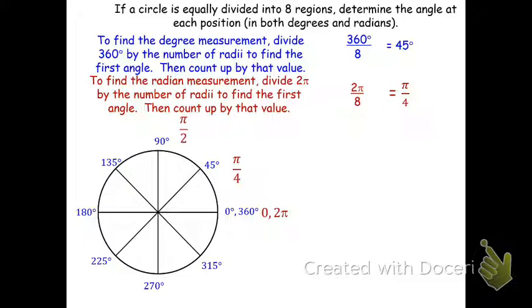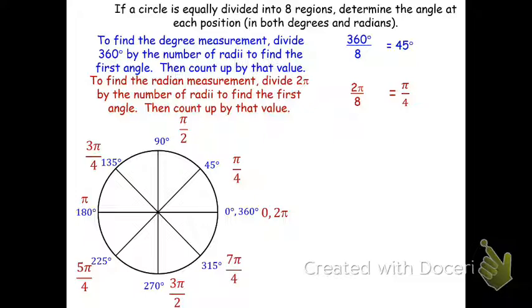Pi over 2 plus another pi over 4 would be 3 pi over 4. 3 pi over 4 plus another pi over 4 would be 4 pi over 4. 4/4 is 1, so 1 pi. Pi plus another 1/4 is now going to become 5 pi over 4. 5 pi over 4 plus another pi over 4 is going to be 6 pi over 4. 6/4 reduces to 3/2. 6/4 plus another 1/4 would be 7/4. So this one would be 7 pi over 4.